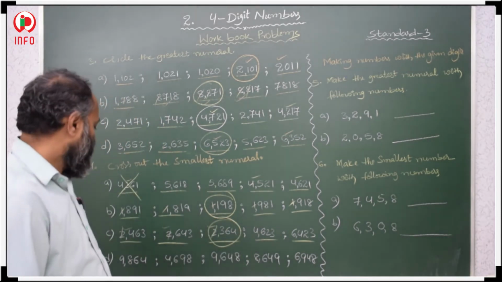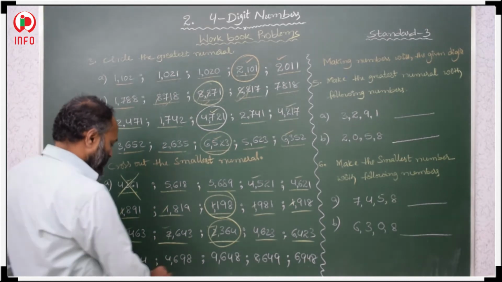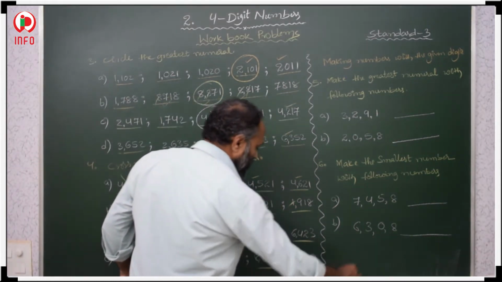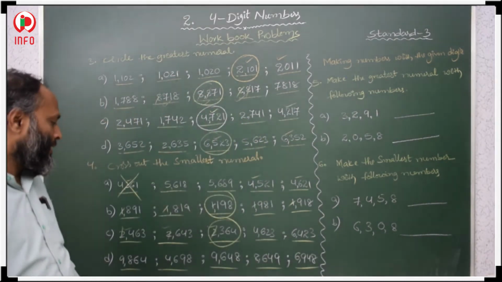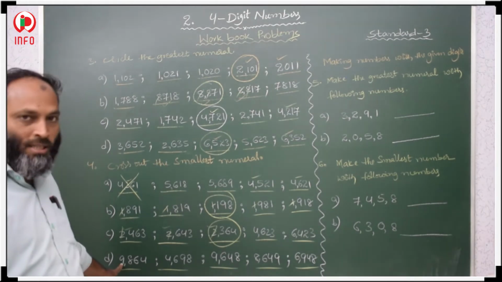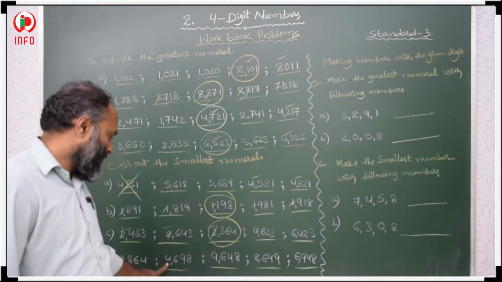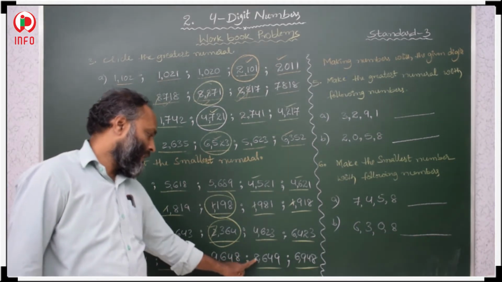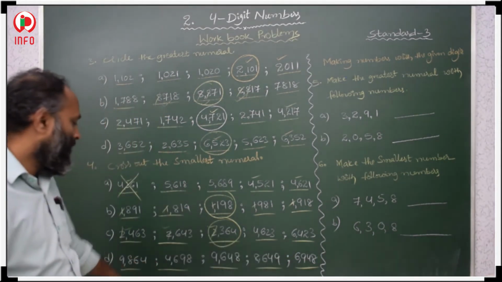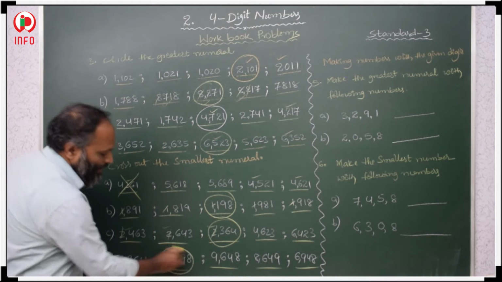Now, the last one. 5 numerals are given. In these 5 numerals, first check the thousands places. In the thousands place 9 is there. In the thousands place 4 is there. 9 is there. 8 is there. 6 is there. So 4 is the smaller. So this is the smaller.